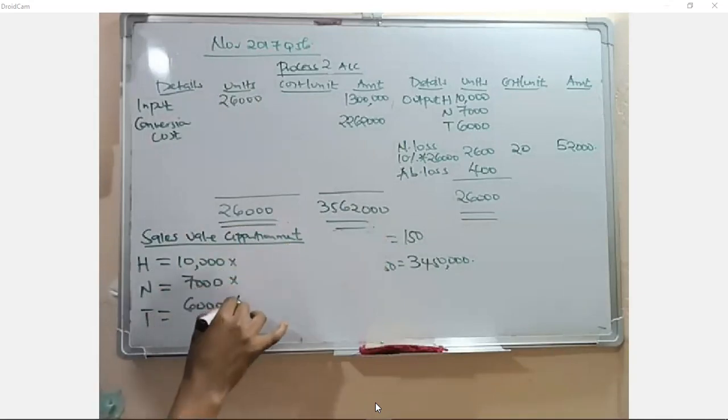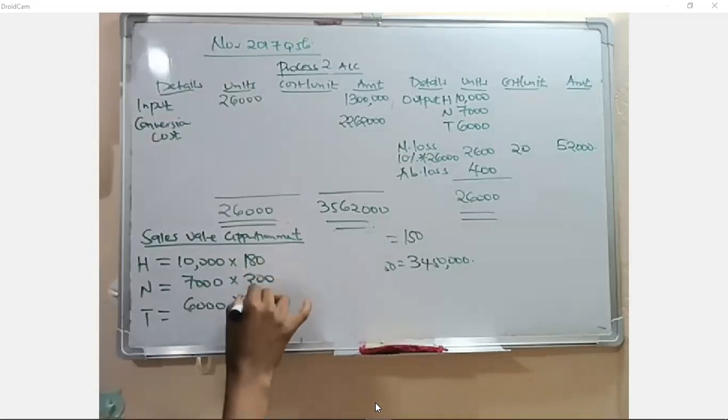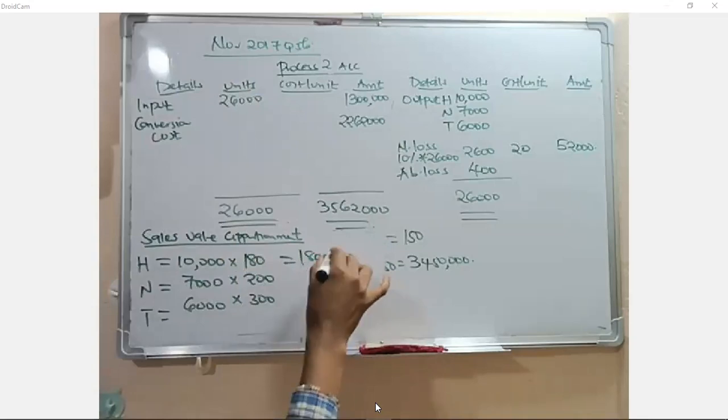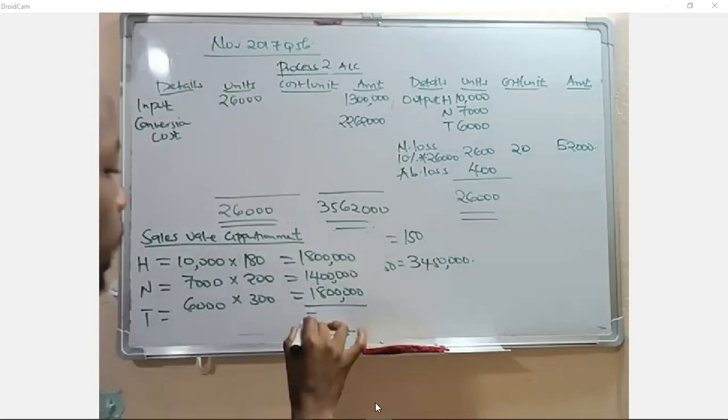Each unit is sold at how much? Per unit, now on a pallet, in additional information number four, the unit selling prices for the first one is 180, here we talk about 200 and here we talk about 300. So here is 1.8 million, here is 1.4 million, and here we are talking about 1.8 million. So what is the total? 1800 plus 1400 plus 1800, getting 5 million.